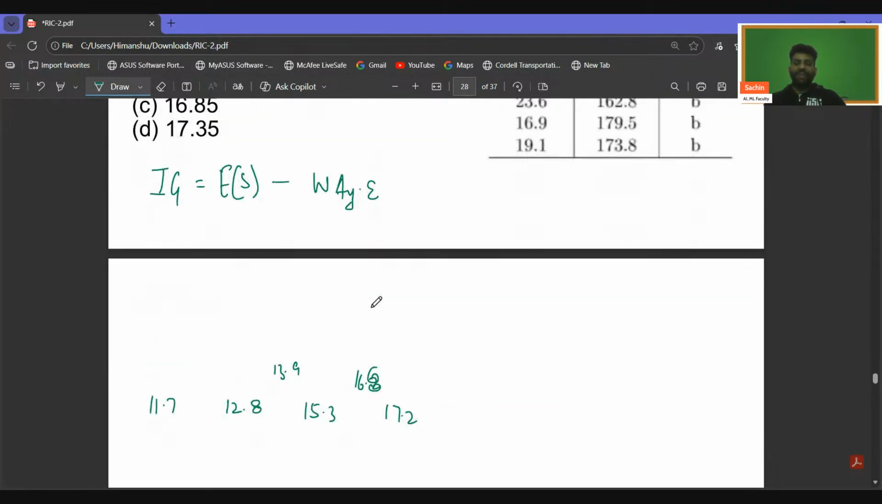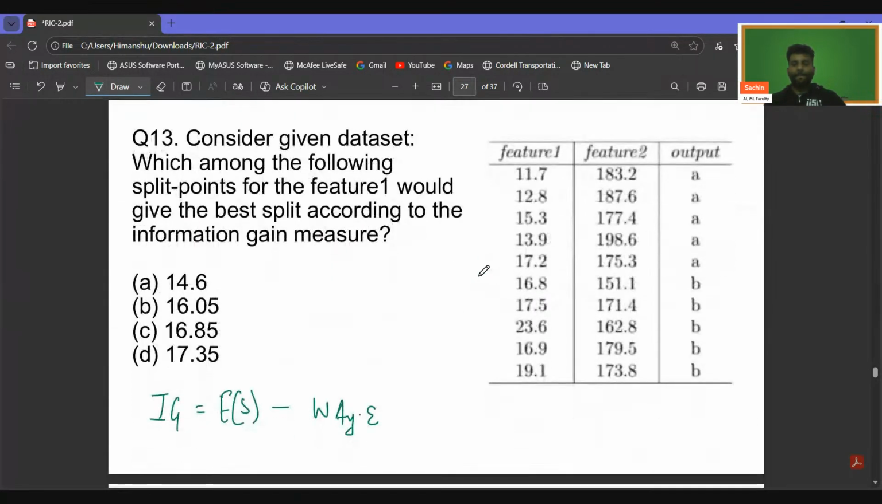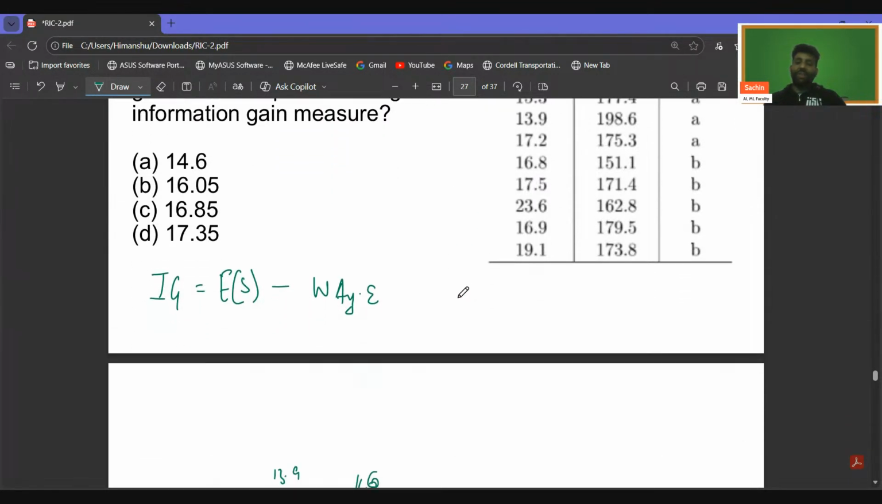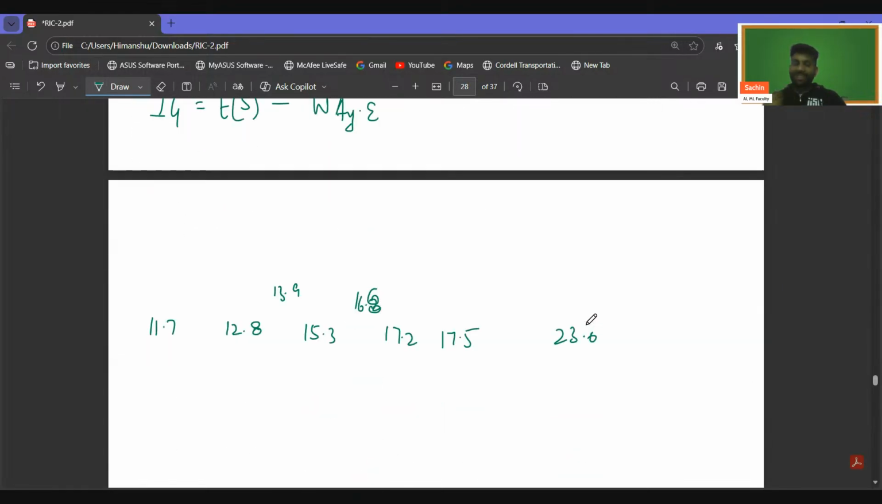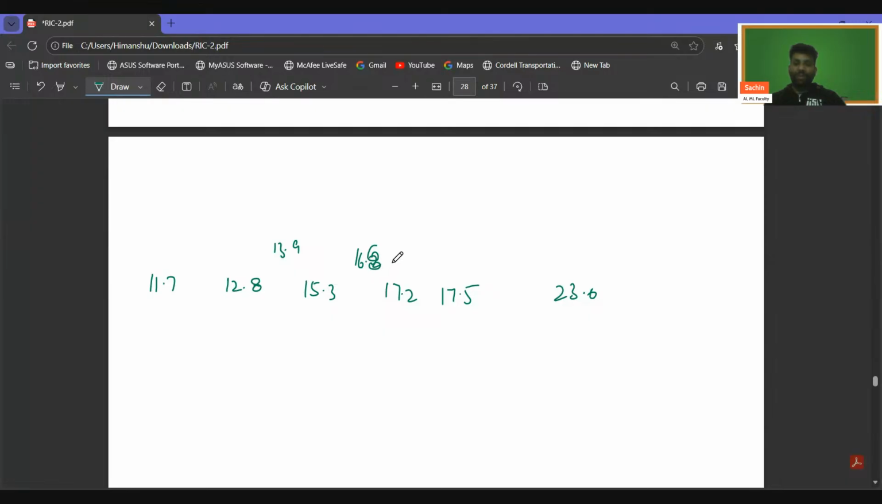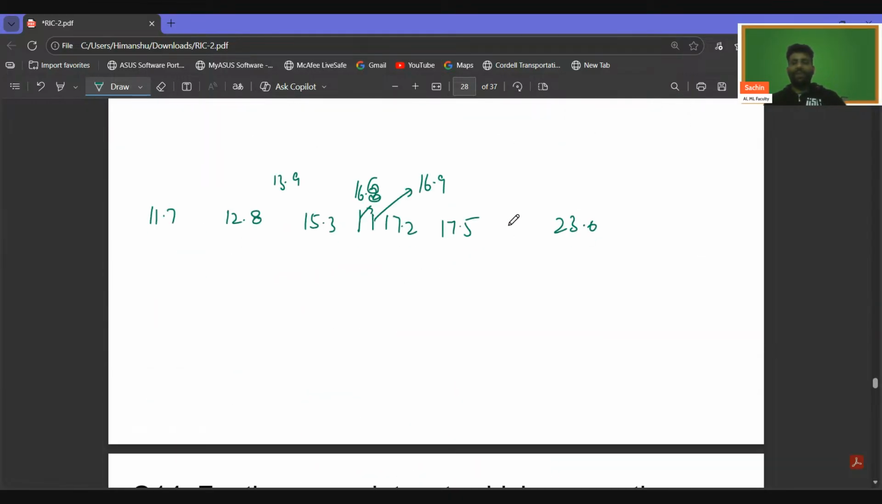Then we have 17.5, 23.6, 16.9. So we have one more data point. So let me say this was for this. Another data point for this, 16.9. And then 19.1. And if I try drawing a number line kind of a scenario, this is what we are having.